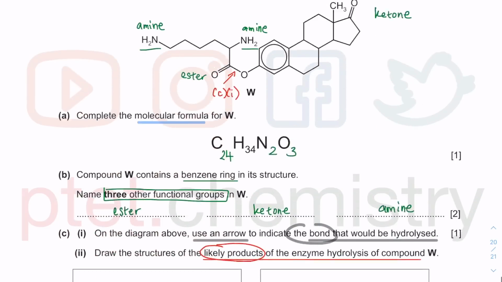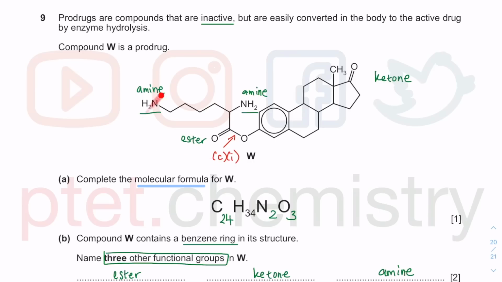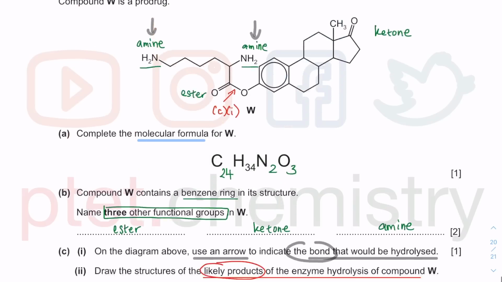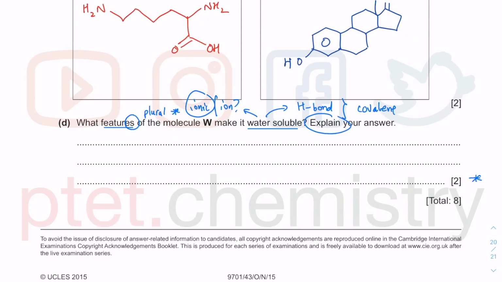So what part of this molecule W makes it soluble in water? Well, the amine can form hydrogen bond. Ester cannot form hydrogen bond. Do not talk about ester because the hydrogen is not bonded to the oxygen. What else? We have ketones that can form permanent dipole with water, but that is not going to help very much with solubility. So what can we say about that?